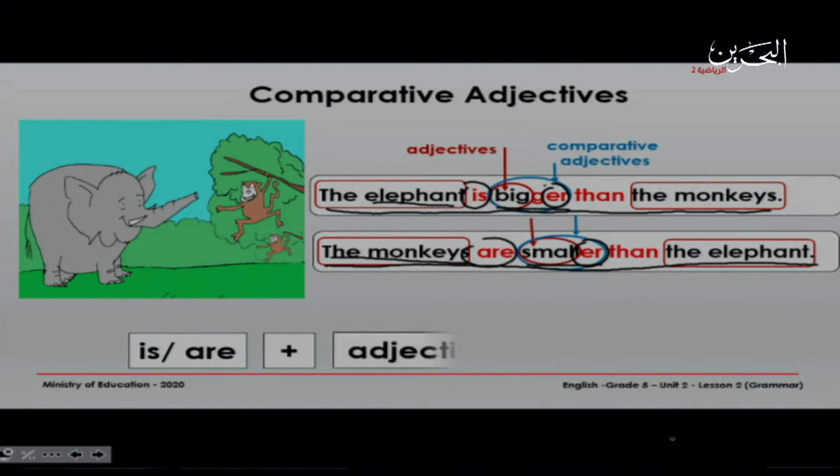The second thing, you have to add the adjective to describe. At the end of the adjective, as I told you, you have to add ER, like here, bigger and smaller. Then you have to add the word than. Look here, bigger than the monkeys, smaller than the elephant. Is it easy? We will learn more.